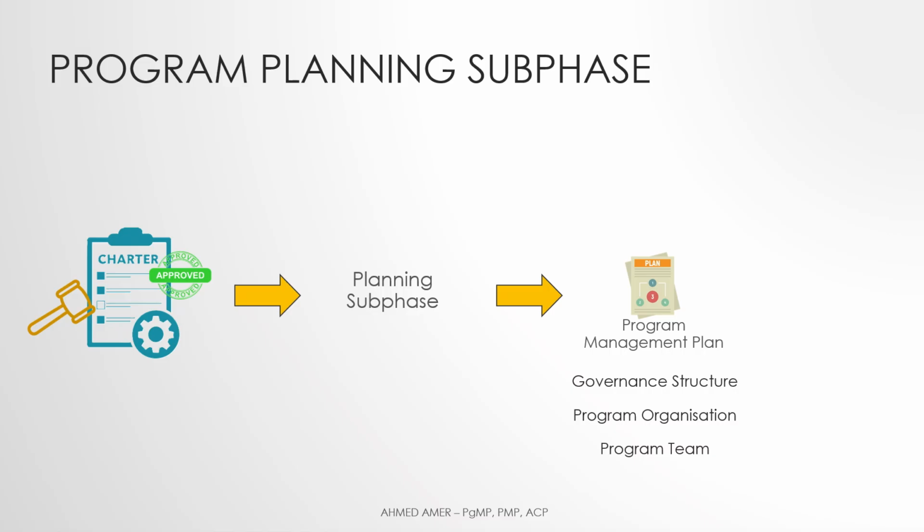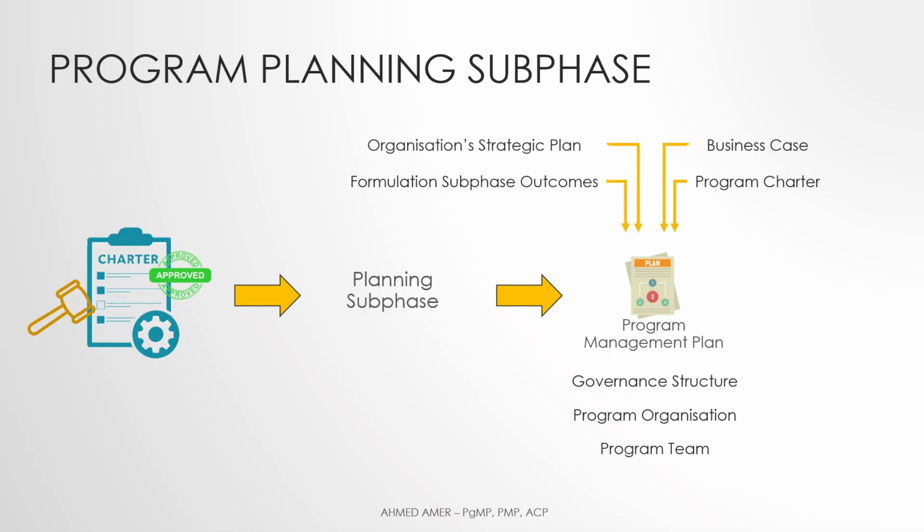The program management plan is developed based on the organization's strategic plan, business case, program charter, and any other outcomes as they emerge during the program formulation subphase. Just a heads up, these are pretty much all the documents we have got since the organization first started thinking about launching a new program.